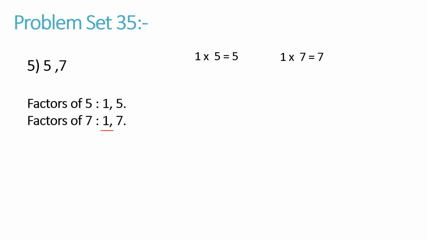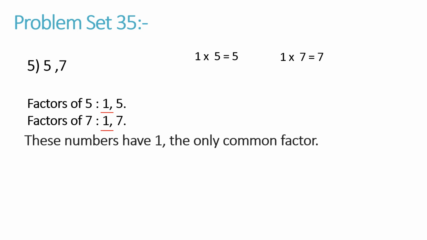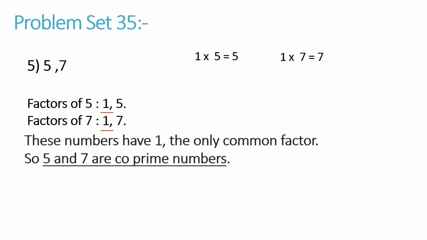Now you have to find a common factor. Only one number is common, that is 1. These numbers have 1 as the only common factor. So 5 and 7 are co-prime numbers.